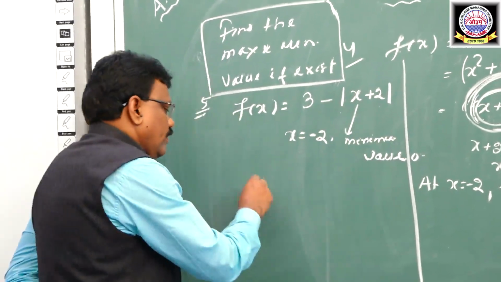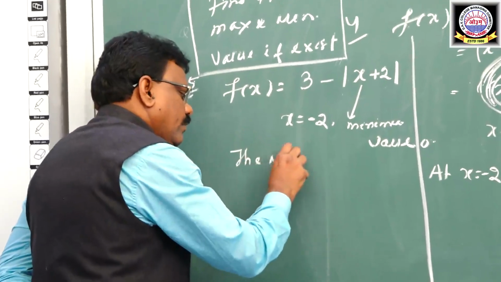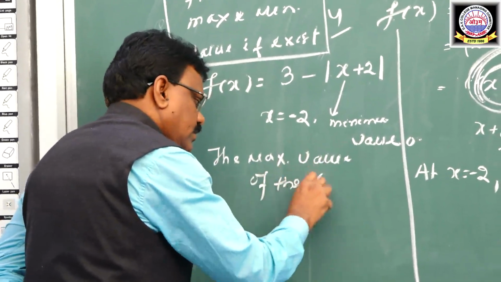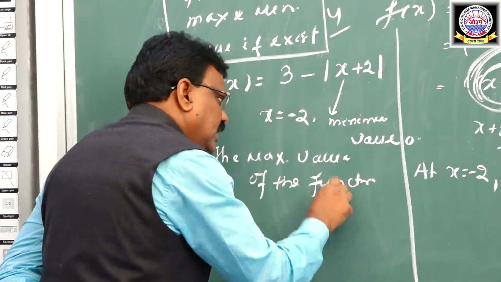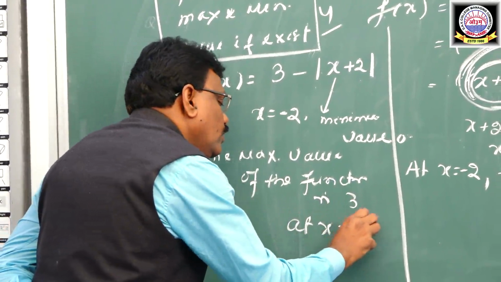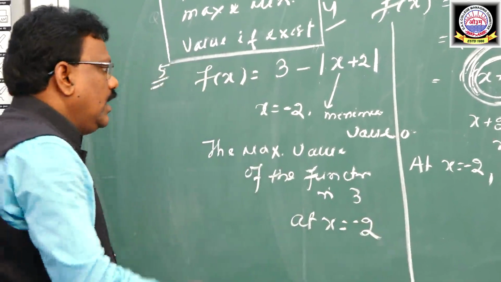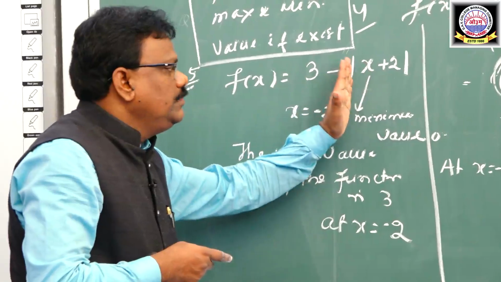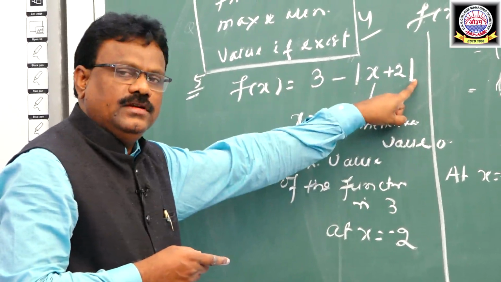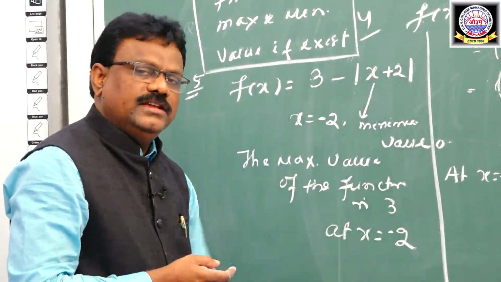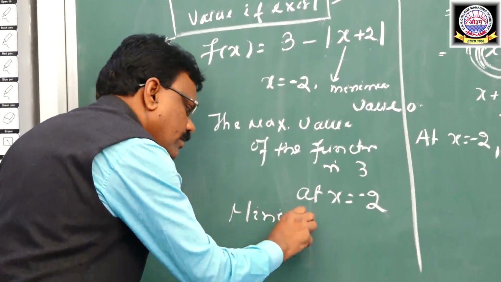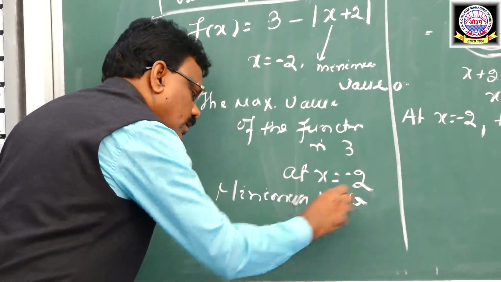So, here the maximum value of the function is 3 at x is equal to minus 2. And what is the minimum value? Because this value will keep increasing from 0 to infinity, 3 minus something going up to infinity is again infinity, negative. So, the minimum value does not exist.